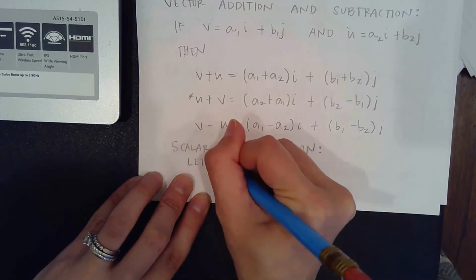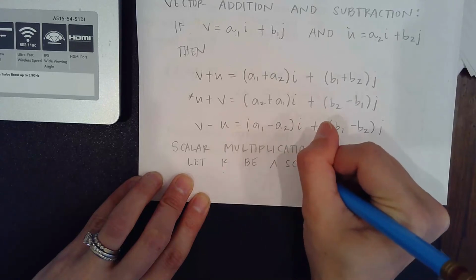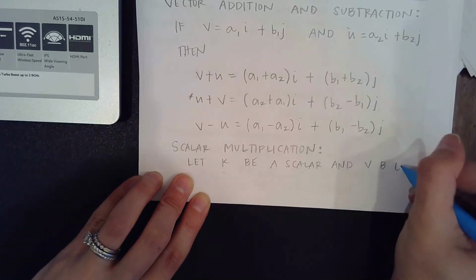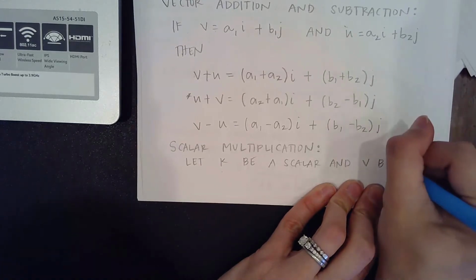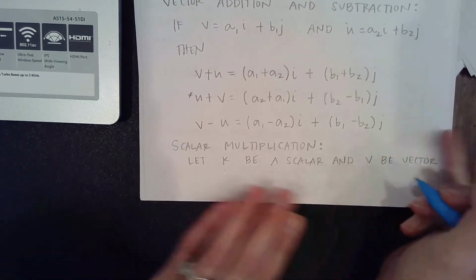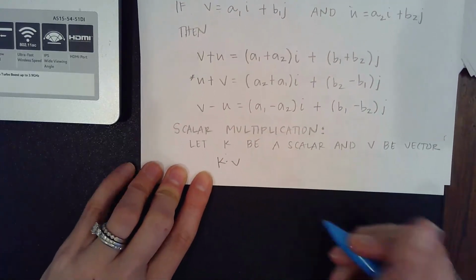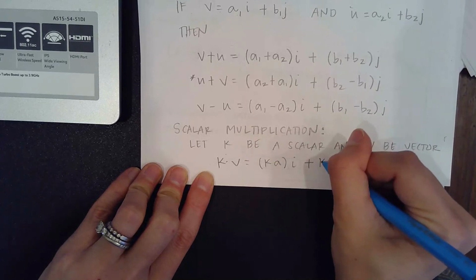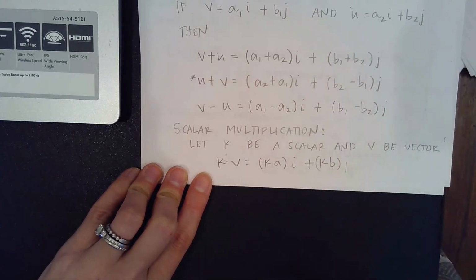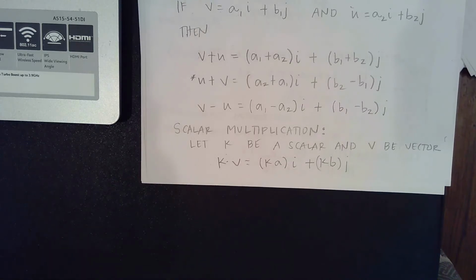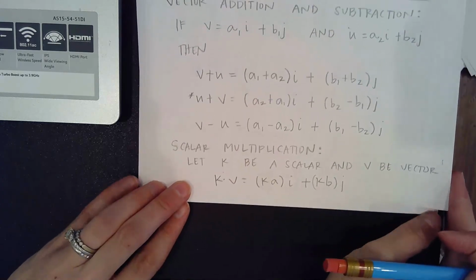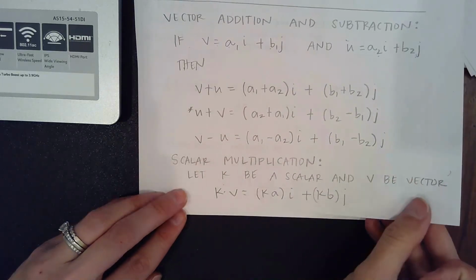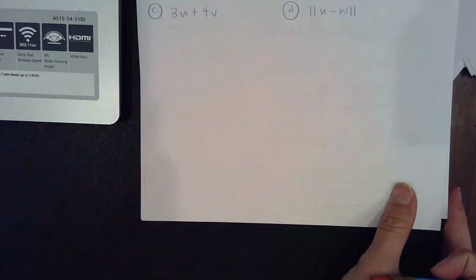So let k be a scalar, and v be your vector. If I wanted to multiply k times v, then I would multiply k times the a component of my vector, and I would multiply k times the b component of my vector. So that's scalar multiplication. Okay, so addition, basically you're just adding your components together. Multiplication, same thing, you're just multiplying the number times each part of your component. Alright, so let's look at an example here.